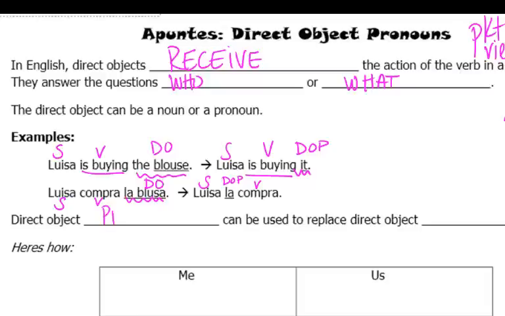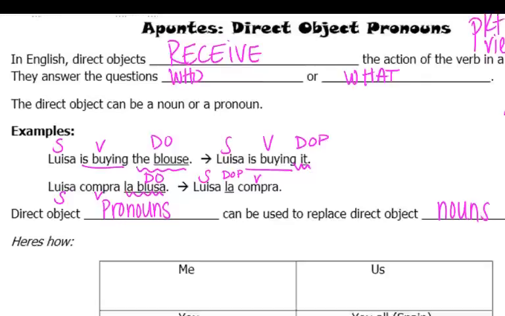Direct object pronouns can be used to replace direct object nouns. So what just happened in the second sentence, Luisa la compra, the la is replacing the word blusa. Here's how you can replace them.